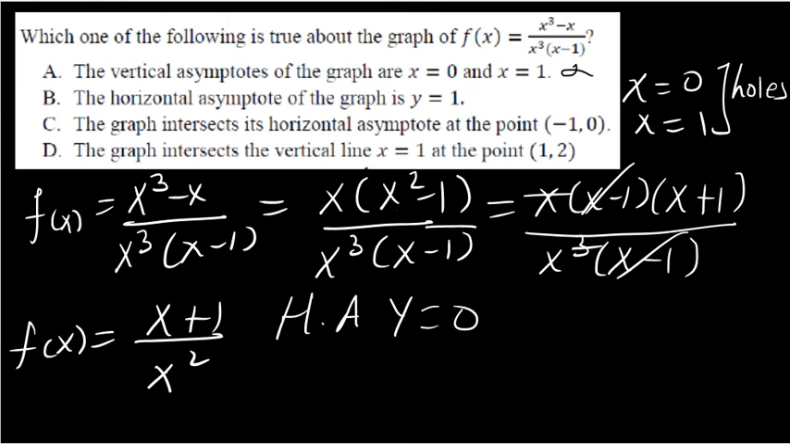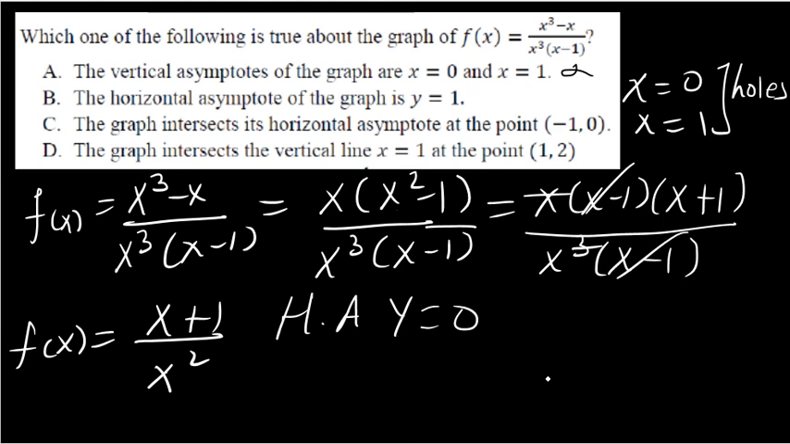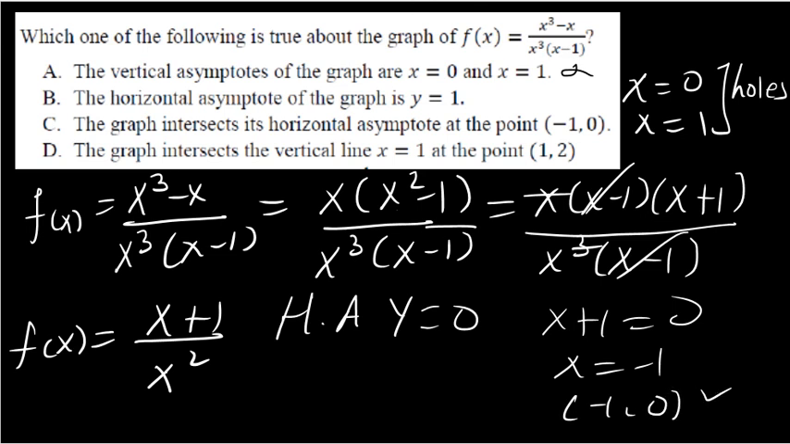So does it cross the x-axis? Let's check. How to check? Just make the whole function equal to 0. That means x plus 1 is equal to 0, because by crisscross the denominator cancels. So x is equal to negative 1. That means at negative 1 comma 0 it crosses the x-axis. That is true. So the answer will be C.